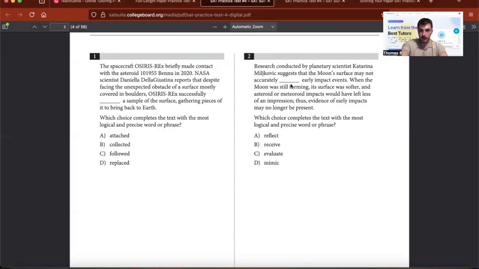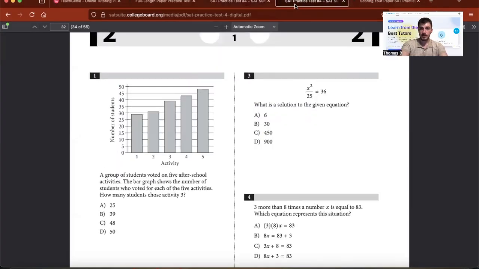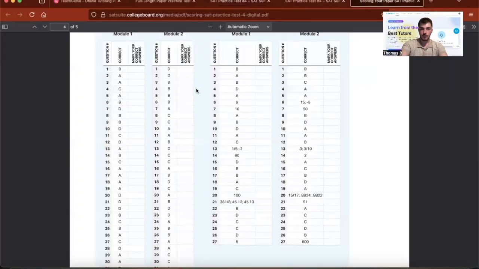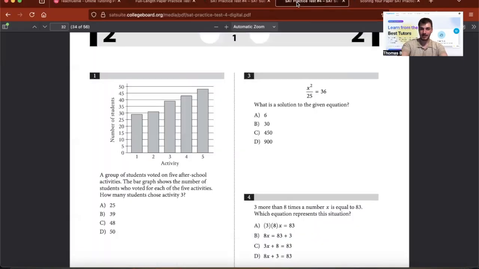Which choice completes the text with the most logical? Hmm. May not accurately, by that the moon survey may not accurately reflect. Okay, so in this case, reflect, like it doesn't show the early impact events because they were replaced. So definitely A here. So let's take a look at the scoring right here, B and A. Okay, so we were correct. Don't look at the rest of these answers if you want to try the rest of the questions.